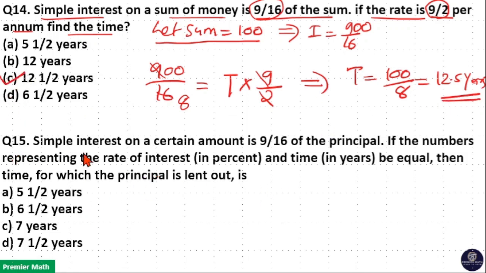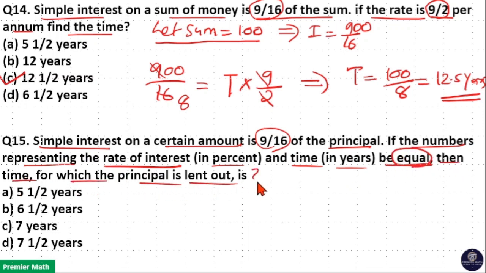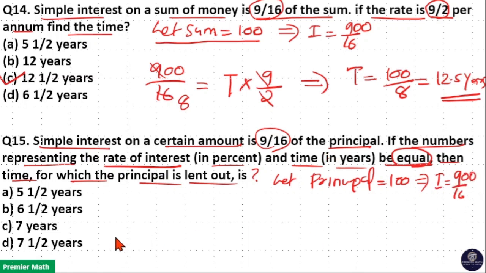Same way, second question: simple interest on a certain amount is 9 by 16 of the principal. If the numbers representing rate of interest in percent and time in years are equal, then find the time for which the principal is lent out. Here let us consider principal as 100 rupees. That means interest is equal to 9 by 16 of the principal. So 9 by 16 into 100 is 900 by 16.